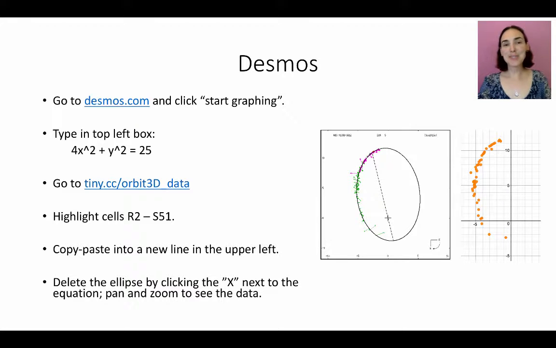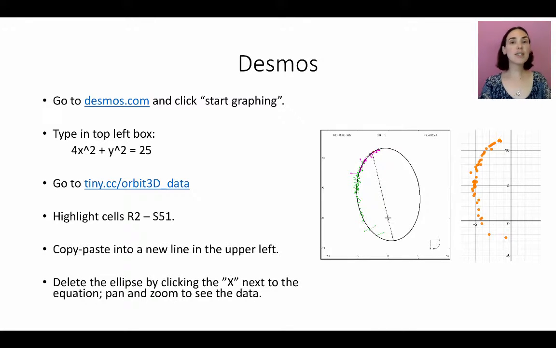To do this, go to desmos.com and click Start Graphing. It's an online graphing calculator, so if you type an equation like this equation for an ellipse in the upper left box, you'll see an ellipse get drawn. You can also plot data. So go to tiny.cc/orbit3d_data, and then copy paste cells R2 to S51 into a new line in the Desmos window in the upper left, and it will plot those data points.